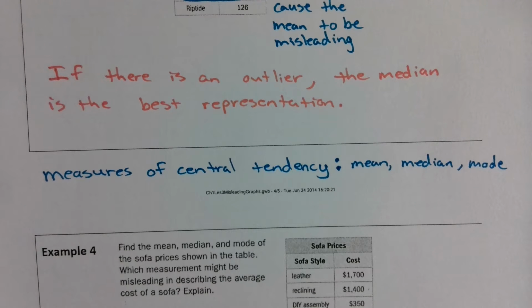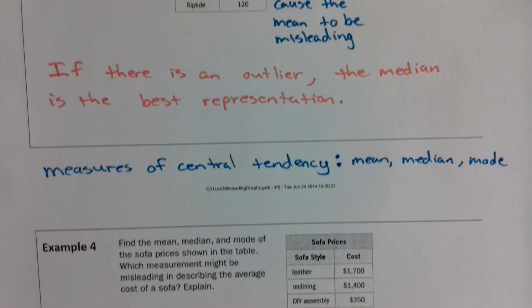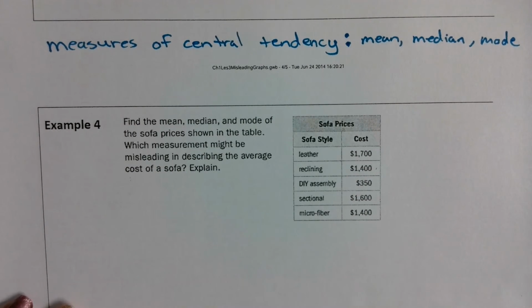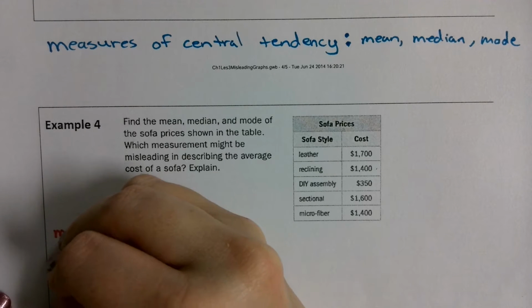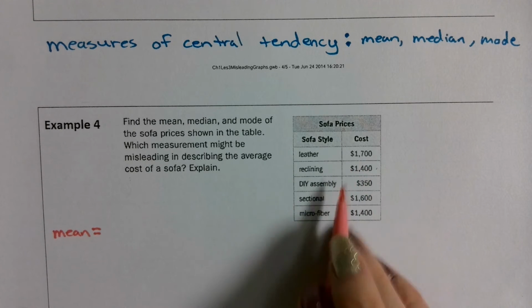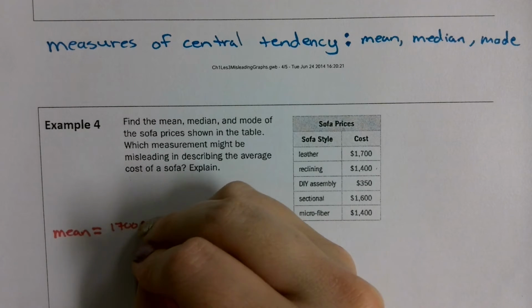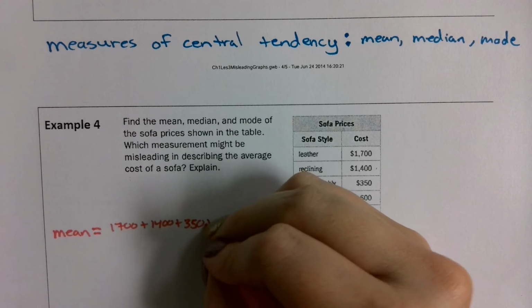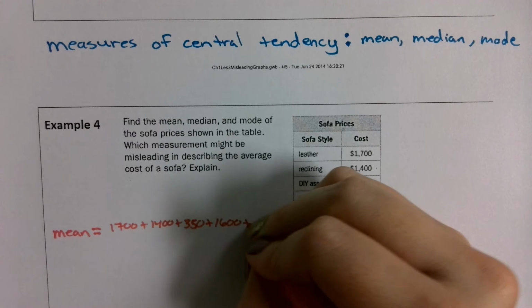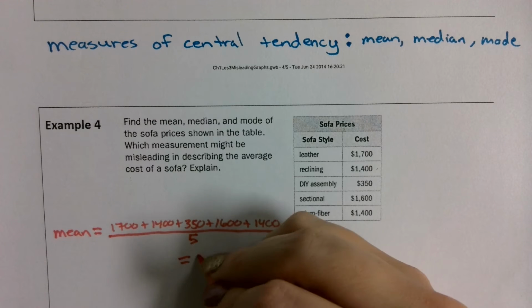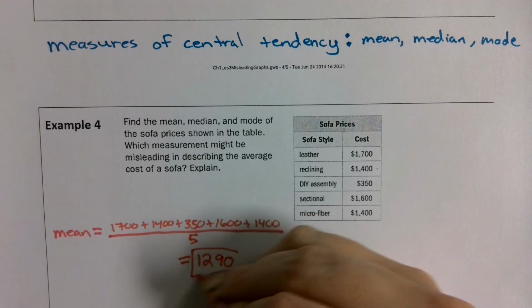Now again, because you're leaving in just literally 2 minutes, I'm going to go ahead and do this problem right now. If we're finding the mean, who remembers how you find the mean of a number? Add all of them and divide by how many there are. So it's basically add, count, divide. So we're going to add all these numbers together. So 1,700 plus 1,400 plus 350 plus 1,600 plus 1,400. We're going to add all that together and divide it by 5, and that's going to equal 1,290.